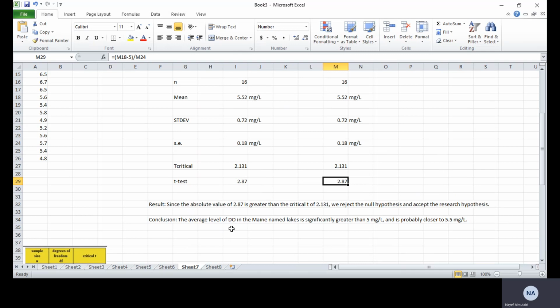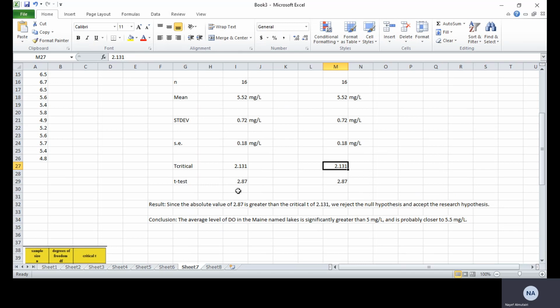Conclusion: the average level of DO in the state of Maine named lakes is significantly greater than 5 milligram per liter. And probably, of course, close to 5.5. Why we did this? Because remember the average is 5.52. This is greater than the standard. So this lake has good quality water. And we proved it statistically, since t-test is greater than t-critical, that there is a statistical increase in DO from the average DO of the lakes from the standard.